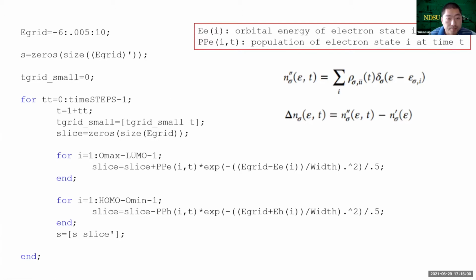Any questions? I have one. So the first line where the variable slice is added together, like slice equals slice plus PPE times exponential. I guess basically this corresponds to this equation. So here we have delta functions, right? Practically we use a Gaussian distribution. Here is just a Gaussian distribution. So it's like the same technique we used to compute the density of states.